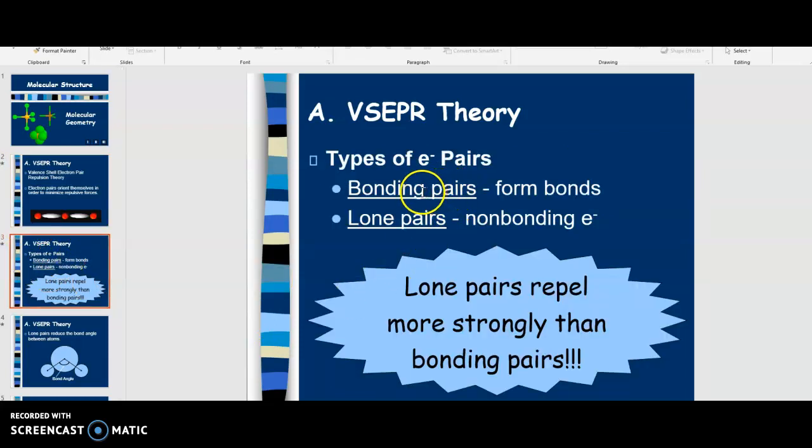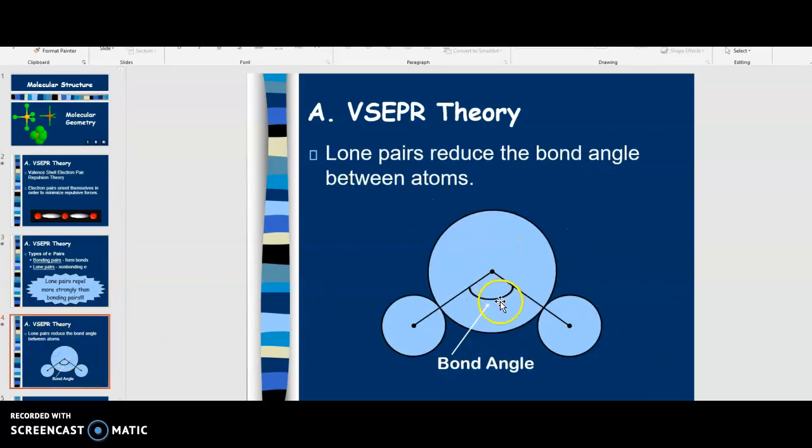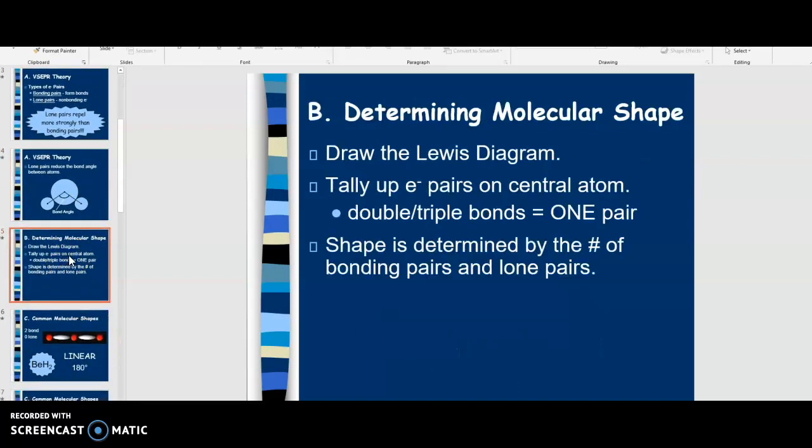Alright, so when you're analyzing for VSEPR theory, there are two types of electron pairs: bonding pairs and lone pairs. The lone pairs take up more space and repel more strongly than the bonding pairs. That's going to be important when we determine the bond angle, because when there's a lone pair on another side of the molecule, it actually squeezes this bond angle in a little bit closer together. We'll talk about that more in just a moment.